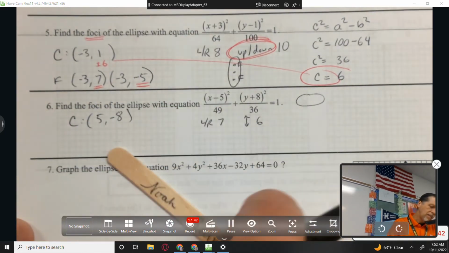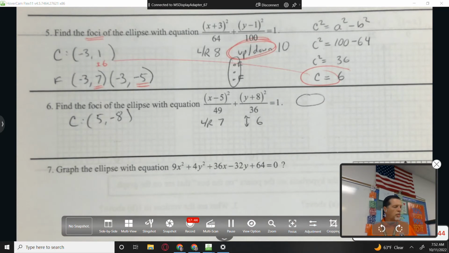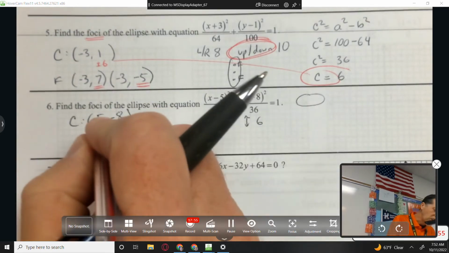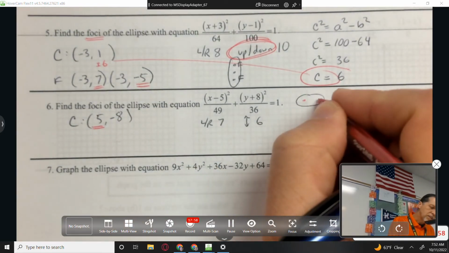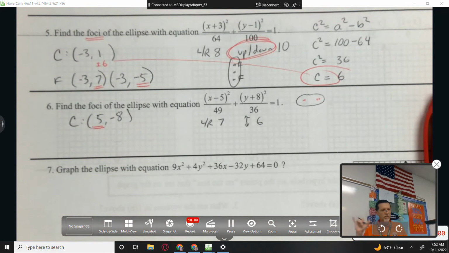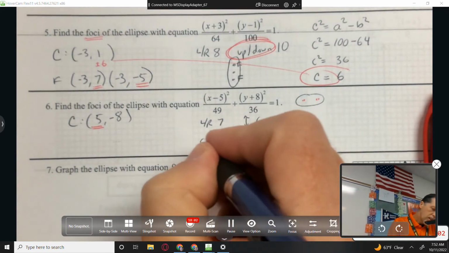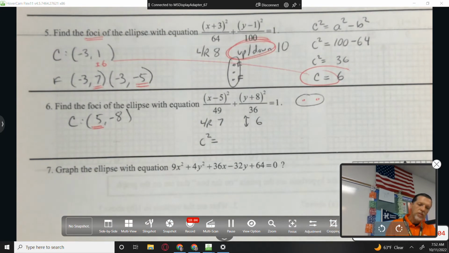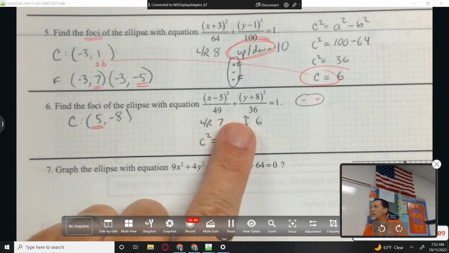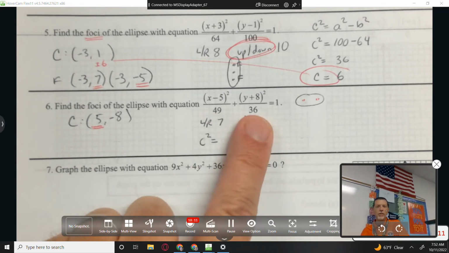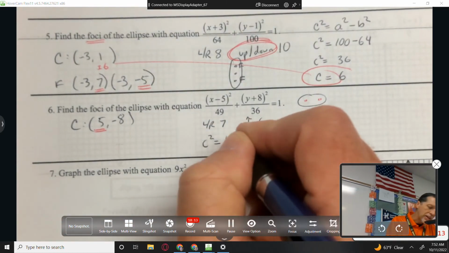5, negative 8. And even before we find C, which of those coordinates are we going to be changing to find our foci? 5. We're going to be adjusting the 5 because our foci are left and right. All right, C squared equals A squared minus B squared. Again, it's just the big one minus the little one. So if you don't remember who's A and who's B, it kind of doesn't matter.